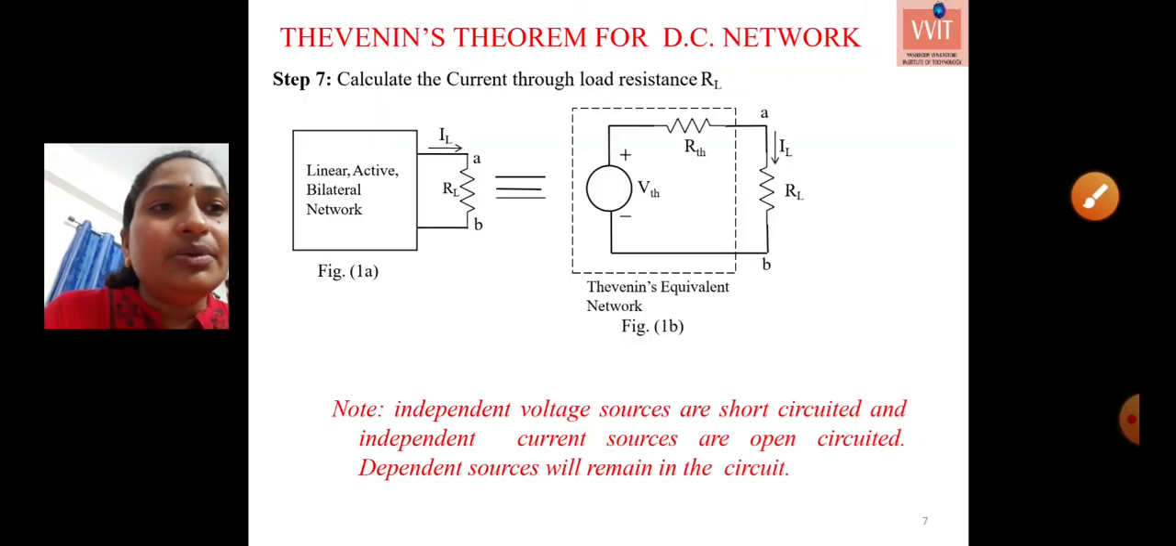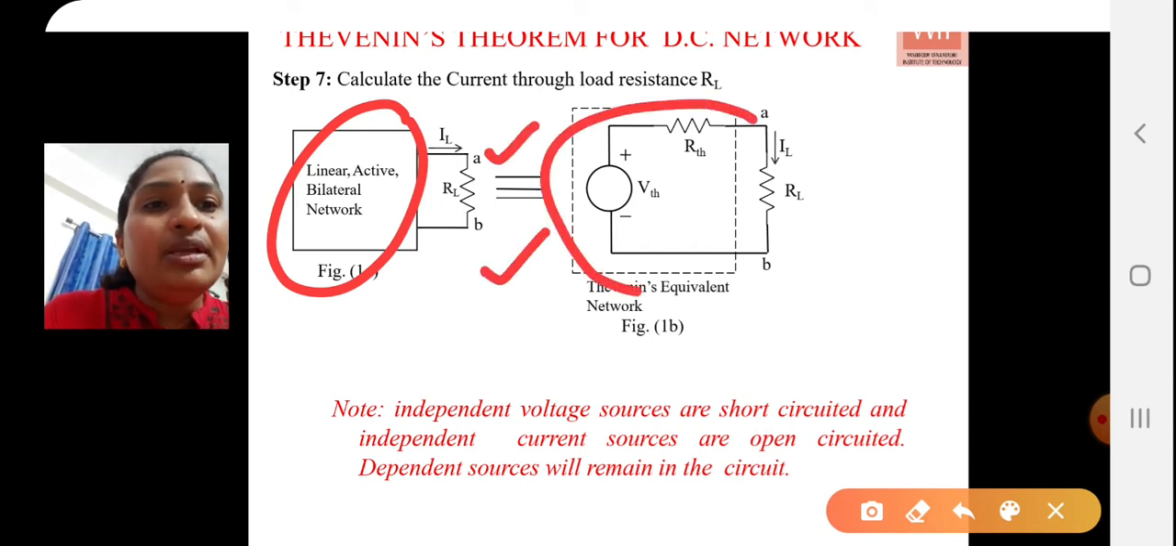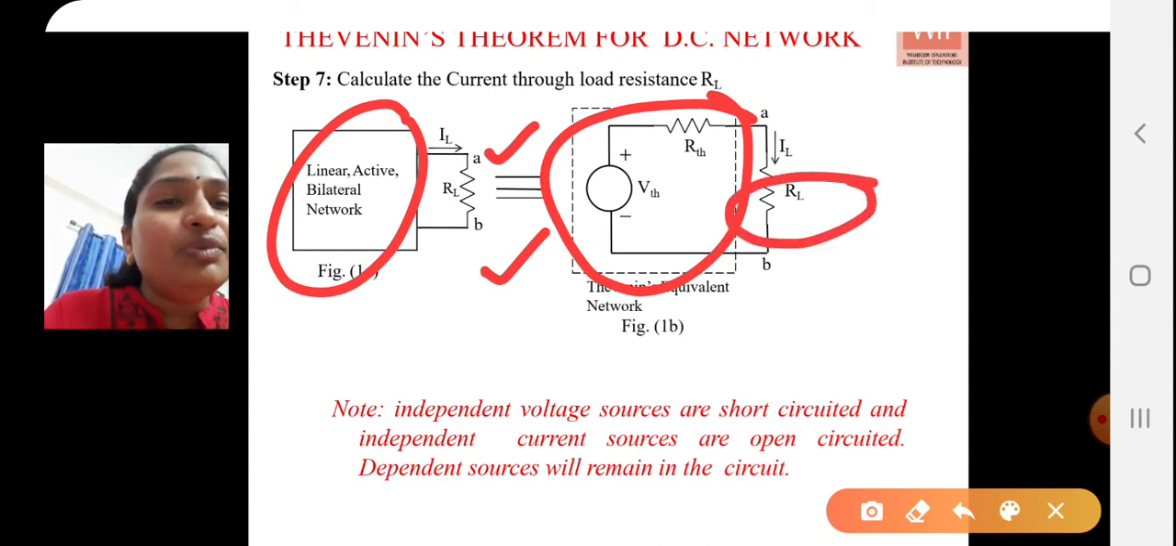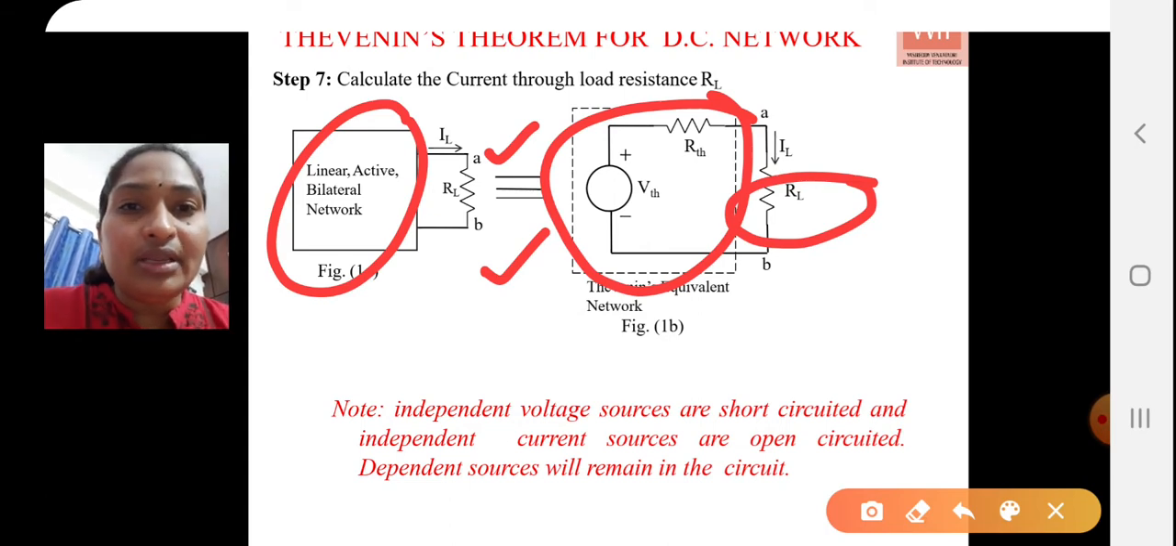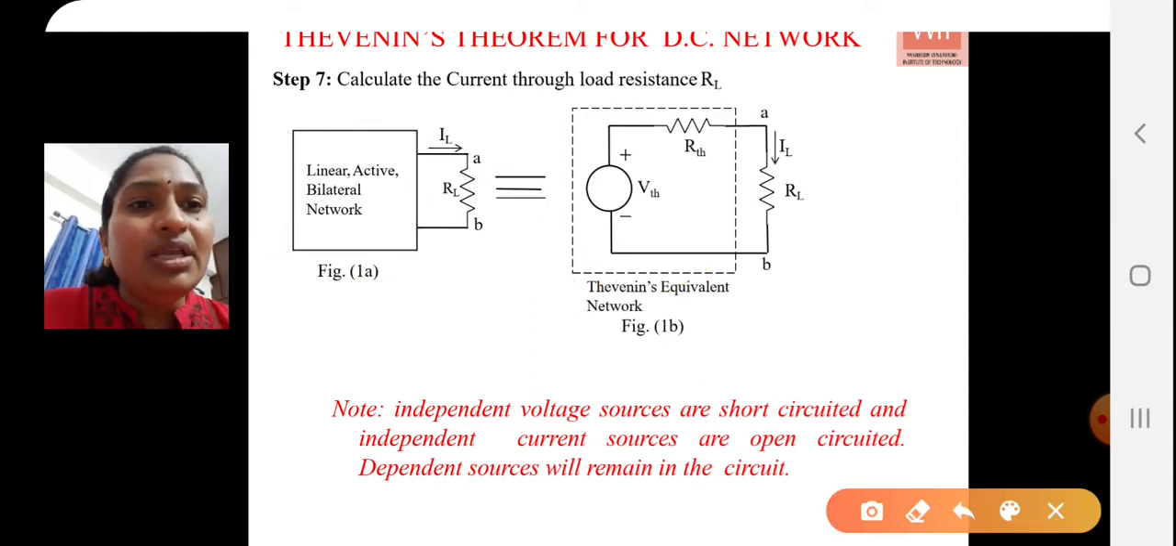Like this. So here this is the actual network across A and B, and now which can be replaced by Thevenin's equivalent circuit, and then whatever the load resistance branch which we removed while finding the Thevenin's equivalent circuit, we have to reconnect across A and B. Then from this Thevenin's equivalent circuit, we can see a simple loop network formed.